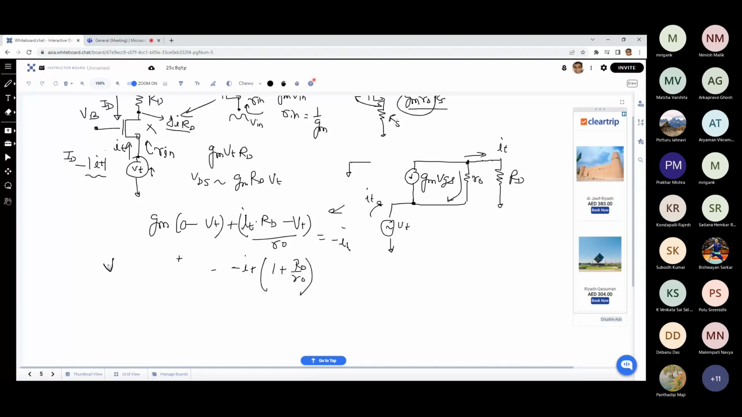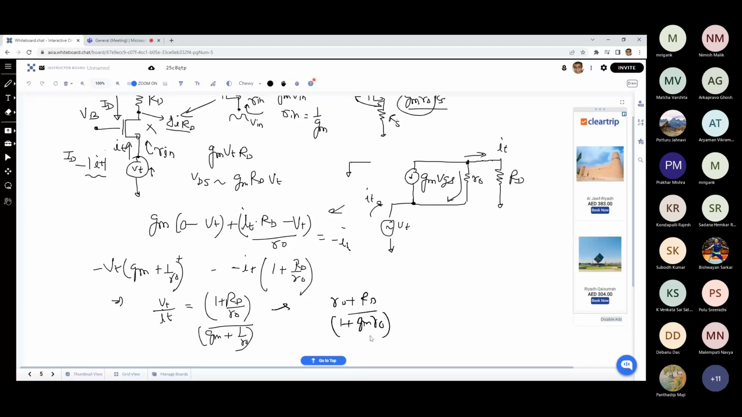So in this side it is minus VT times (gm plus 1 upon RO). So I can take VT by IT, which is the impedance we are looking for, which is (1 plus RD upon RO) divided by (gm plus 1 upon RO). And then I can resolve it a little bit: (RO plus RD) upon (1 plus gm RO).